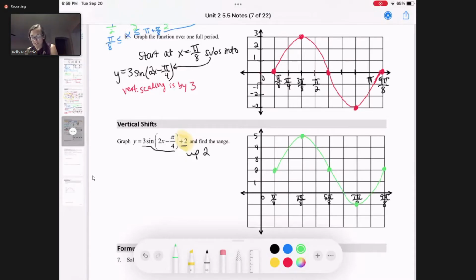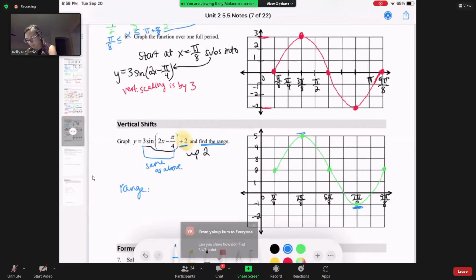And now looking at this problem, this part is the same as above, then this part shifts us up 2, right? So our range, it says to graph it and find the range too. Well, our range, look at the y-axis, and maybe I should have labeled -1, -2. So before, if we just look at the previous problem, our range was -3 to 3, right? The highest point was at 3, the lowest point was at -3. But then everything shifted up 2. So now it's this point and this point. It's -1 to 5, right?